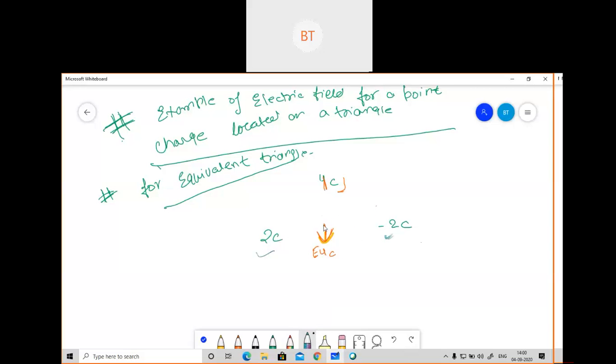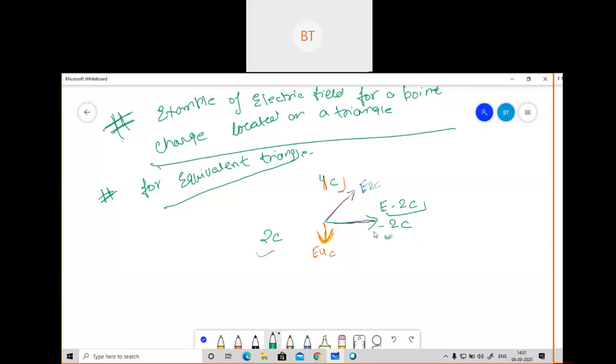So this is 2c, so I can write like this, it is going away from it, so it should be right, E2c. And because of this it should be inside, it should be going towards this. So because of minus 2c, what I will write here, E minus 2c. So I should write here E minus 2c.